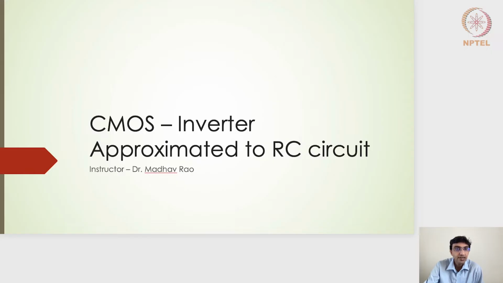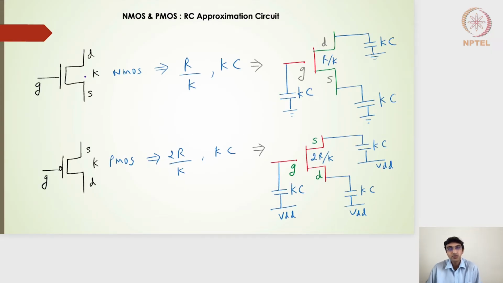Moving on. What we had seen is that a unit NMOS transistor has a unit resistance of R. If I scale the transistor by k times, then the switching resistance is going to decrease by k times, so the switching resistance is R by k.